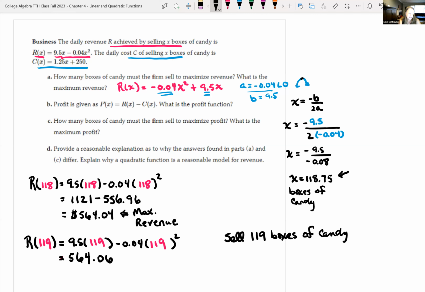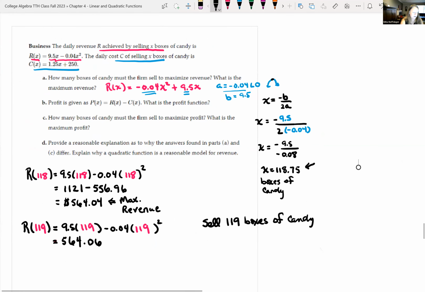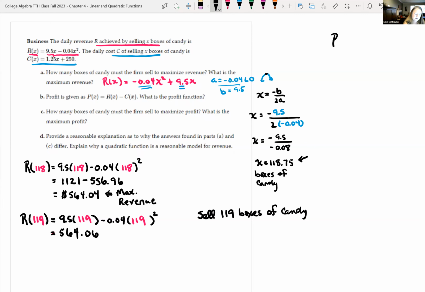So the next part says the profit is given by P of X is equal to our revenue, R of X, minus the cost, C of X. What is the profit function? So profit, just move over here a little bit, is equal to revenue minus our cost.